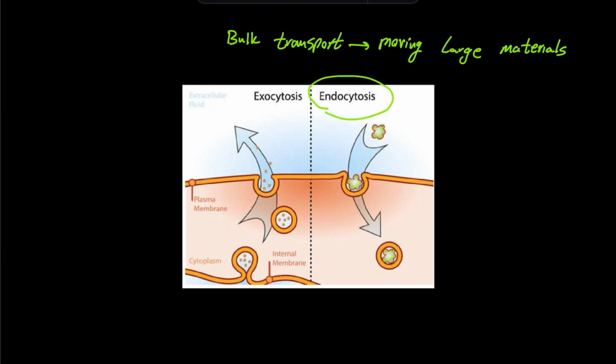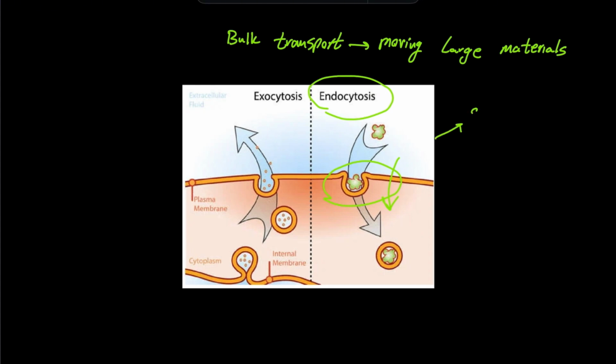Endocytosis brings substances into the cell. During endocytosis, the plasma membrane folds inward, surrounds the materials, and pinches off to form a vesicle. There are several forms.